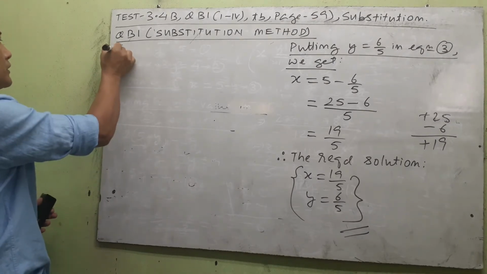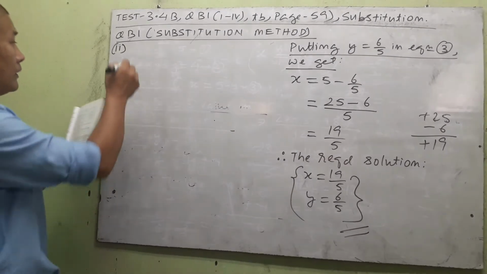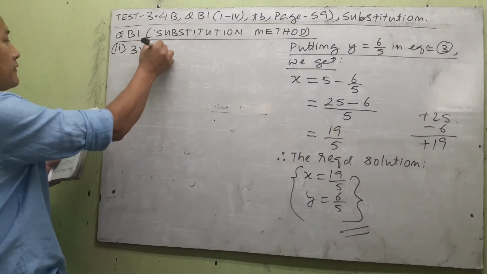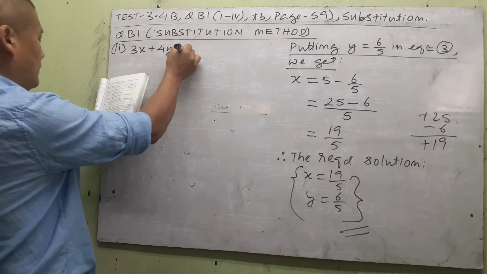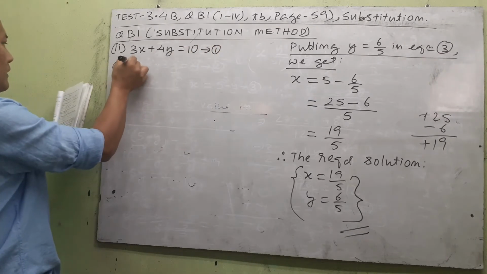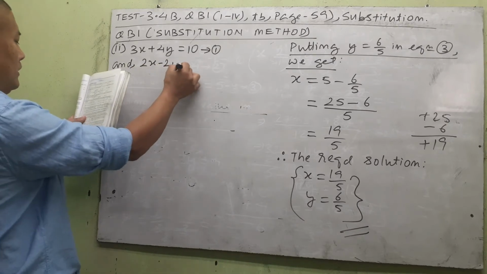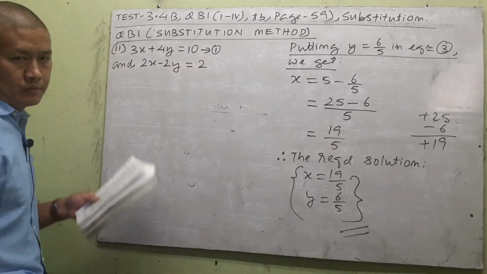So B1, question subheading 2, we have here 3x plus 4y is equal to 10. Let's put this one as equation 1. And 2x minus 2y is equal to 2.